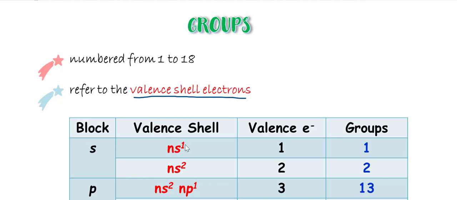Just now we know that for s block, the valence shell is ns. If the valence shell is ns1, this indicates that the ns orbital has only one electron. It means that the valence electron is 1, so the element is in group 1. But if the valence shell is ns2, we have 2 valence electrons, and the element is in group 2.